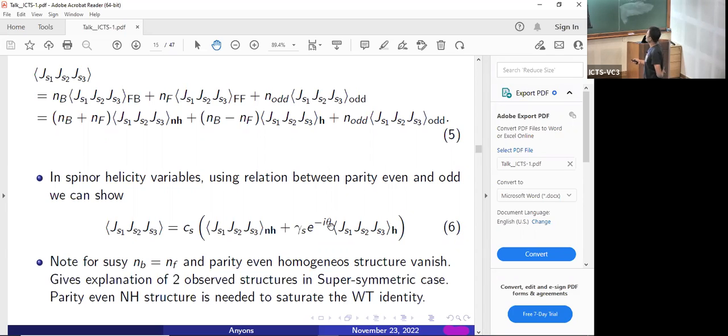Yeah, so this gamma, I make a combination of NB, NF, I take out NB plus NF all throughout, okay, that I call as CS. Then NB minus NF by NB plus NF and N odd by NB plus NF, I combine them to make this complex number, okay. Because this odd structure and these structures are related by a factor of pi, as I just saw, okay.